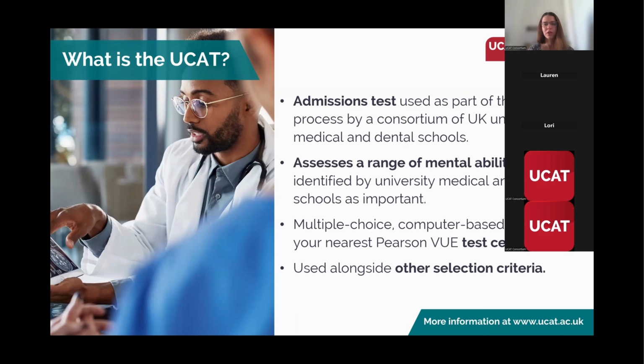It's a multiple choice computer-based test and it's sat at your nearest Pearson VUE test centre. So I'll go into a little bit more about that on the next slide. It takes just under 2 hours to complete, and universities will use your UCAT results alongside other selection criteria such as academic grades, interviews, and your personal statements to decide which applicants to make offers to.